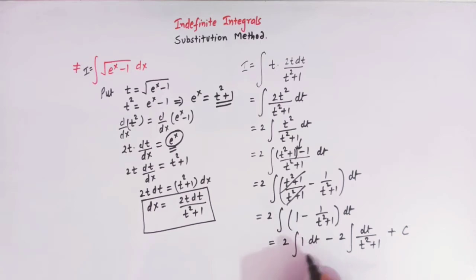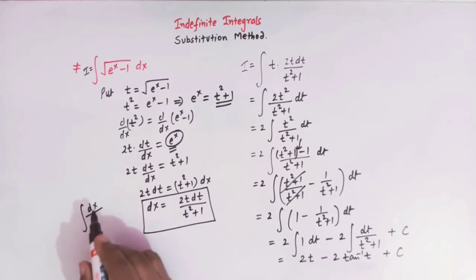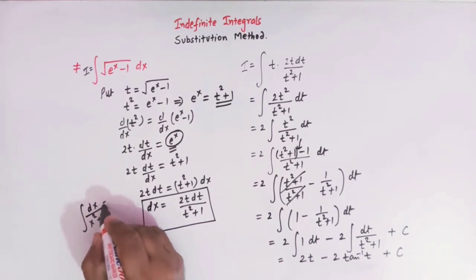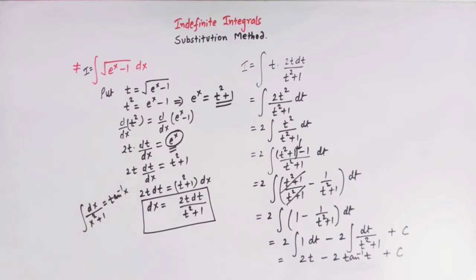Okay, so now we have the integral of dt as simply t, and the integral of 1 over t square plus 1 is simply tan inverse of t, and here we have the constant of integration, right? So here we have used the result, that is the integral of 1 over x square plus 1 is equal to tan inverse x, right? So now we have the value of this integral in terms of t as 2t minus 2 times tan inverse t plus c, and now we can express this result in terms of x, right?